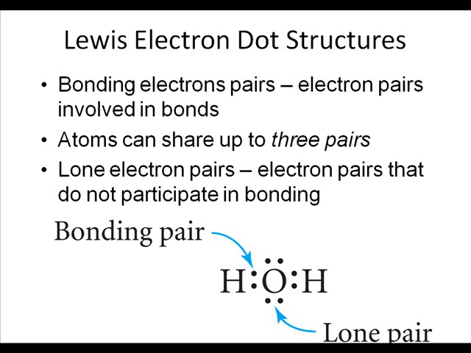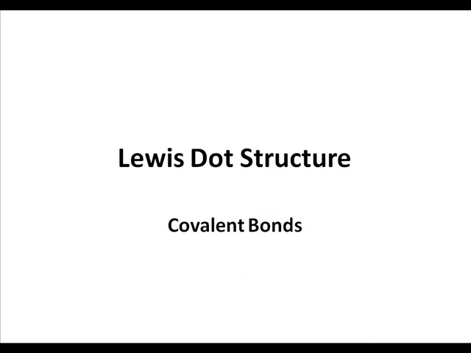You will notice that the hydrogen and the oxygen are sharing 2 electrons. That makes a bond between the hydrogen and the oxygen. Therefore, those 2 electrons are called bonding pairs. However, notice that there are 2 pairs of electrons around the oxygen that are not participating in any kind of bonding. Those are referred to as lone pairs because they are sitting separate and not involved in any kind of bonding.